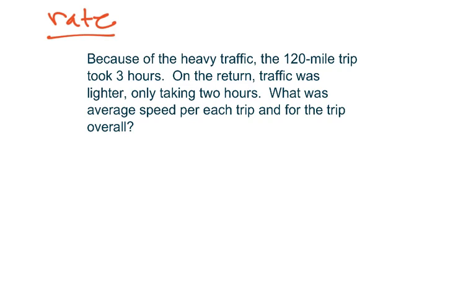It says, because of the heavy traffic, the 120-mile trip took 3 hours. Okay, there's a nice rate for us. On the return, traffic was lighter, so it only took 2 hours. Okay. And in the end, they want to know 2 things. What's the average speed per each trip? Well, we can do that. And for the trip overall. Well, I think I would need, let's do the per each trip first.